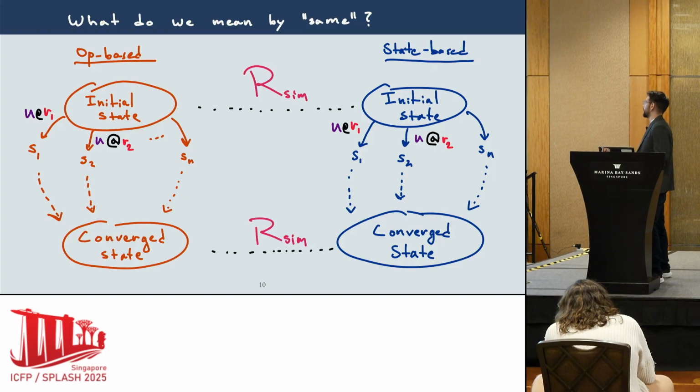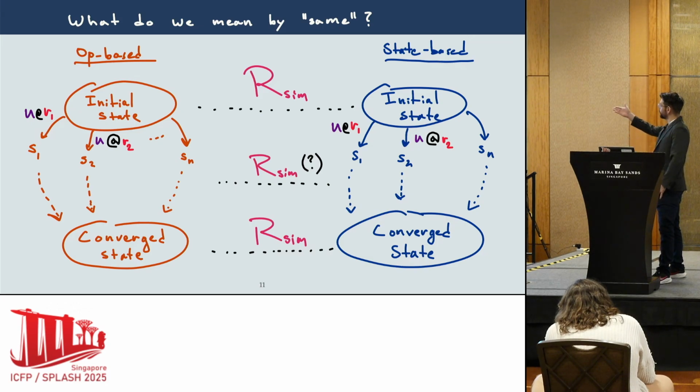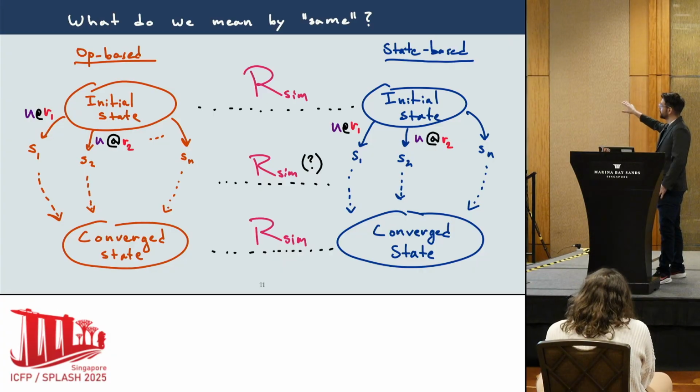So it seems obvious from Shapiro's work that there should be some kind of simulation between the initial states, where all the replicas have the same state, and the converged states, where again all the replicas have the same state. But what we were interested in are whether we could put these intermediate states inside a simulation as well.